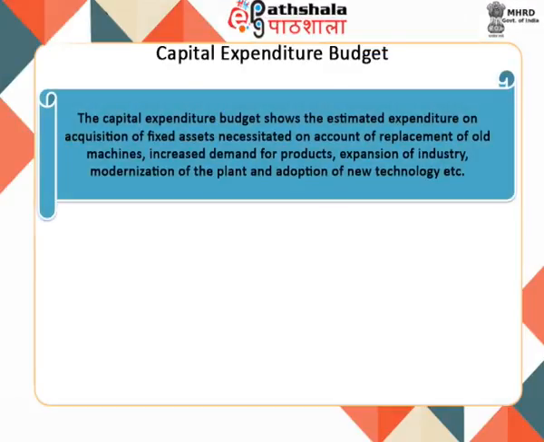The capital expenditure budget shows the estimated expenditure on acquisition of fixed assets such as plant, machinery, land, building, etc., necessitated on account of replacement of old machines, increased demand for products, expansion of industry, modernization of the plant, and adoption of new technology, etc.